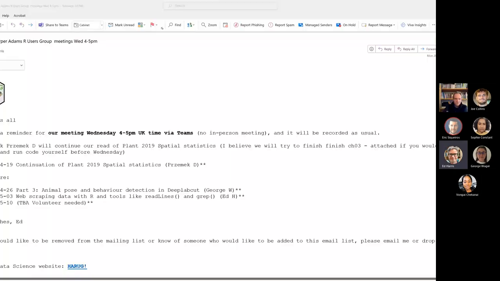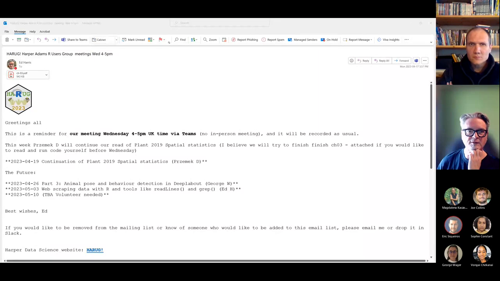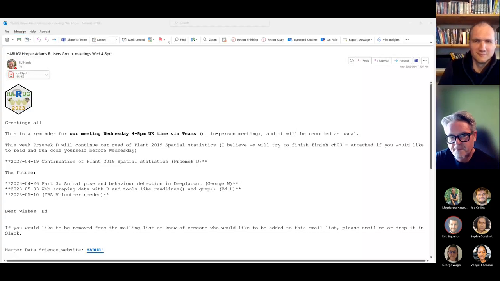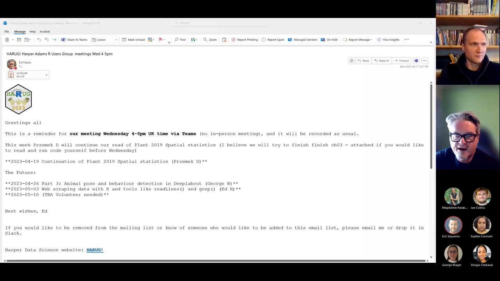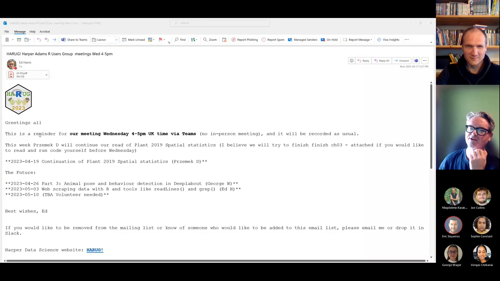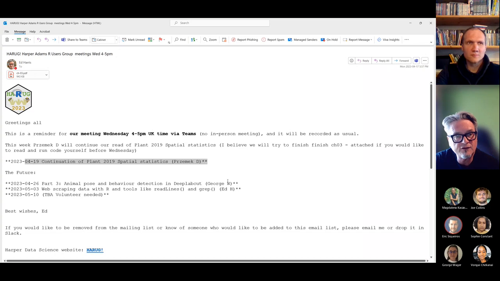Now, you know how I like to start these sometimes. I like to tell you what I think is going to happen, and then later on, we can compare that model to what actually happens, the real data. What I think is going to happen today is the gimmick is going to continue with the readings from the Plant 2019 Spatial Statistics book.